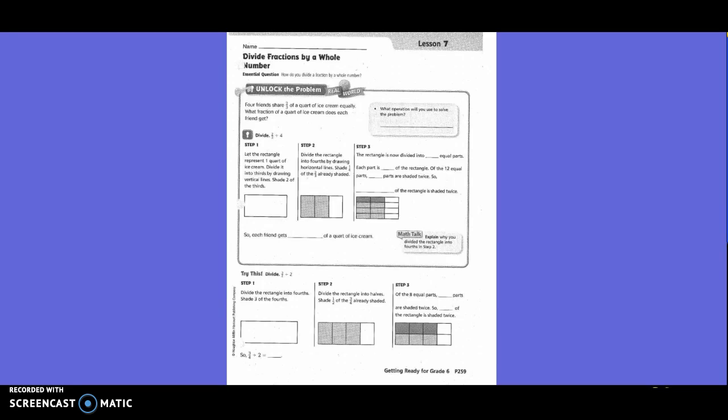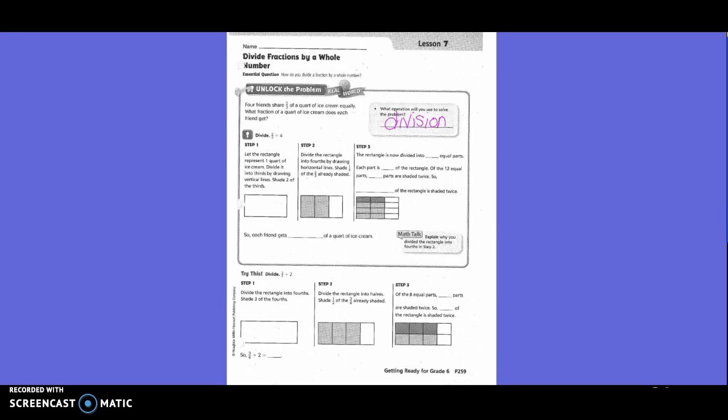What operation will you use to solve the problems? They're going to add, subtract, multiply, divide. Divide. So division. Divide 2/3 by 4. Let the rectangle represent 1 quart of ice cream. Divide it into thirds by drawing vertical lines. Shade 2 of the thirds.